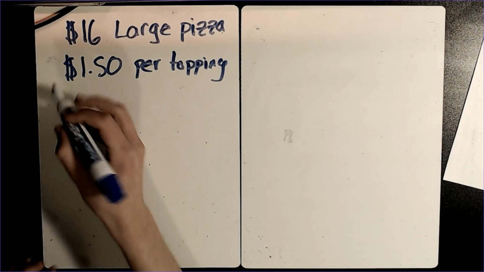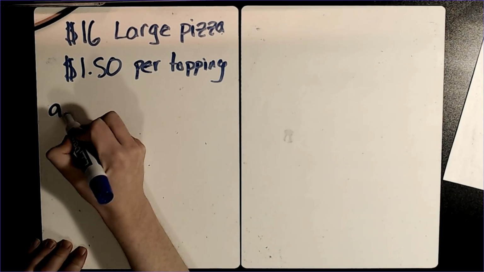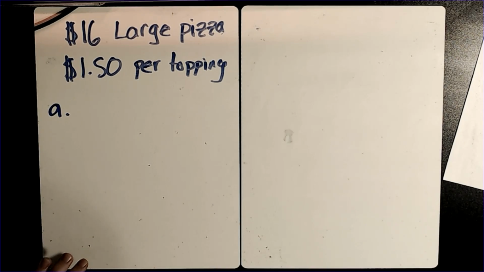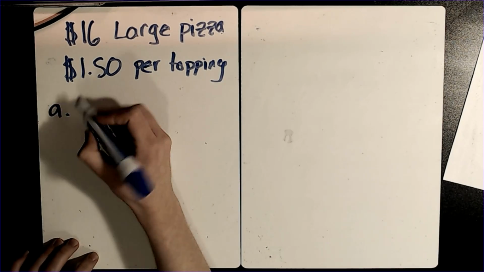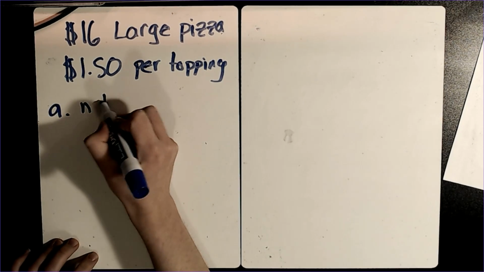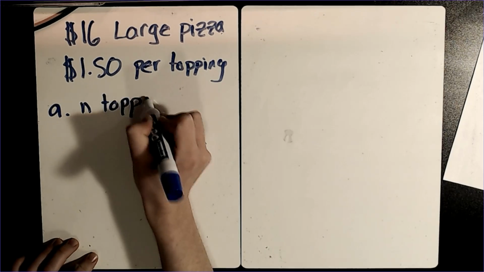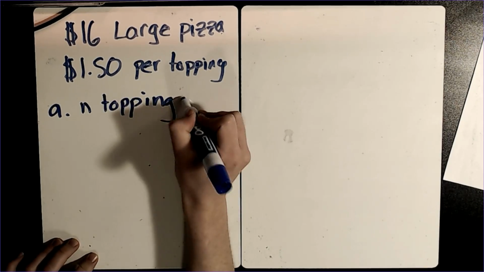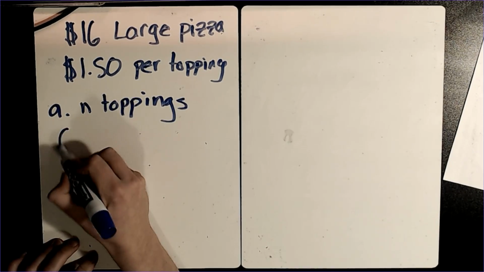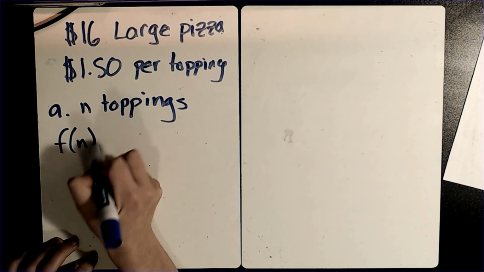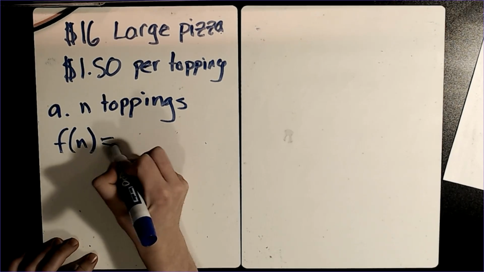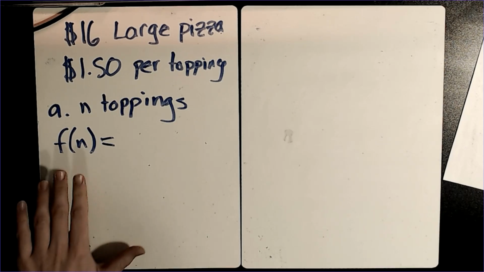And so our first part of this question for 93, there's I think ABC parts, right? A asks us to find a function that models the price of the pizza with n toppings. So let's say we have n toppings. We want to find a function. It will be in the variable n, so I'll say f of n, that models the price of this pizza.